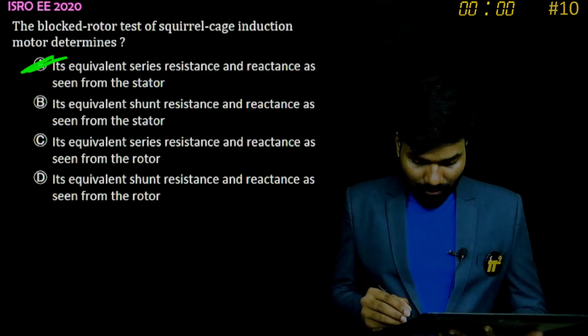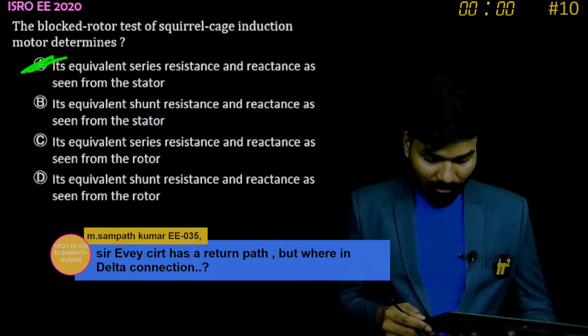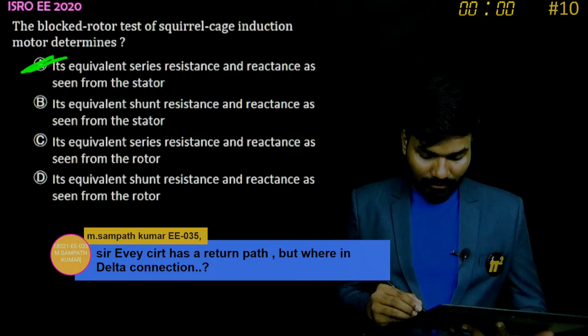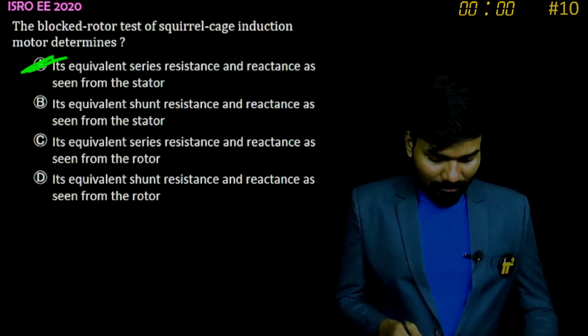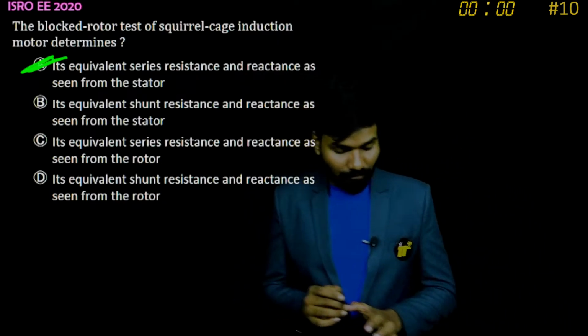And we have a question by Sampath. Sir, every circuit has a return path, but where is it in delta connection? See, in a three-phase circuit, you normally encounter this problem. If it is a star connection, let's take a star connection with no neutral, that's also a possible connection. So where is the neutral path? Likewise, in delta, where is the return path?